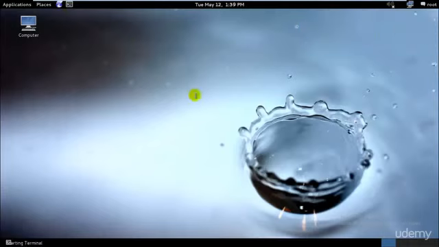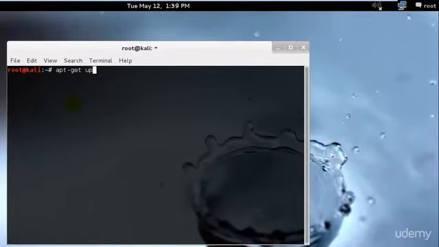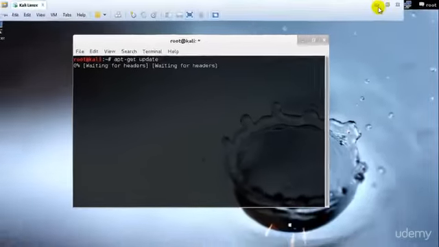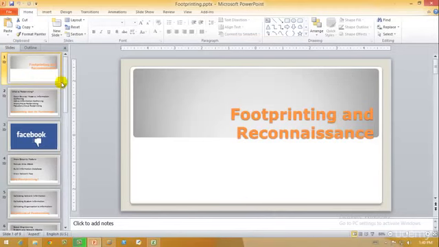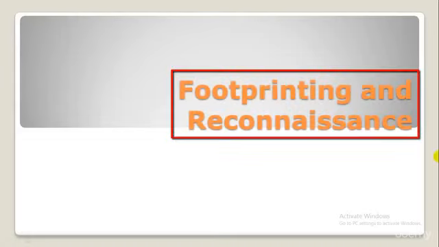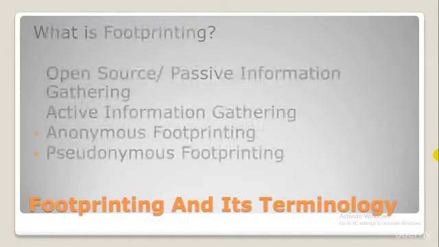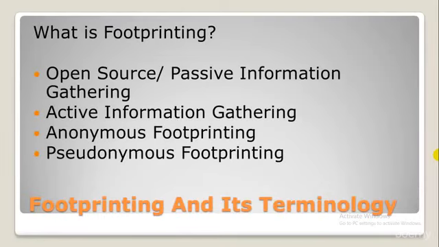Okay, let me check the updates. By the time it gets updated, let's start with the footprinting terminology. Footprinting and reconnaissance is what we will be learning today. These are the several ways of gathering information. Before we go deep into this concept, it is important to know the basic terminology used in footprinting, and these terms will help you understand the concept of footprinting and its structures.